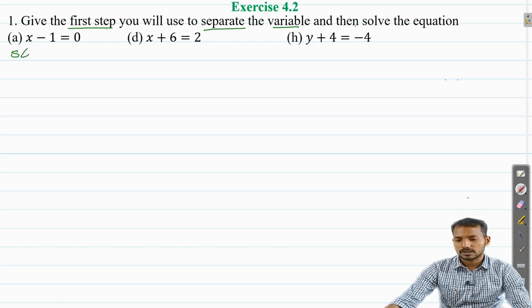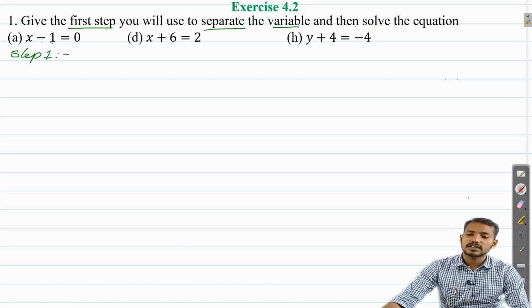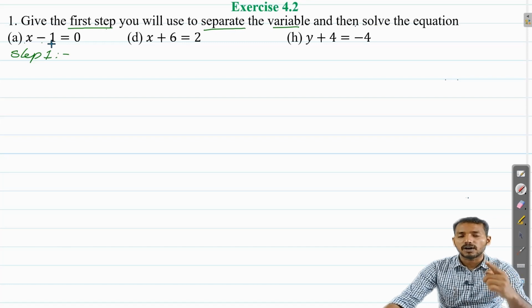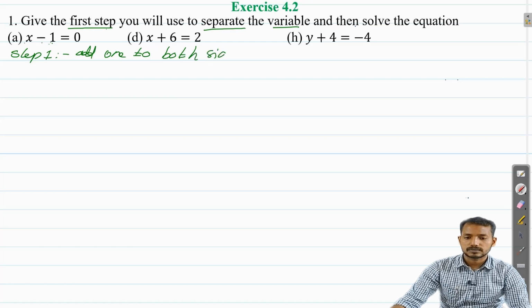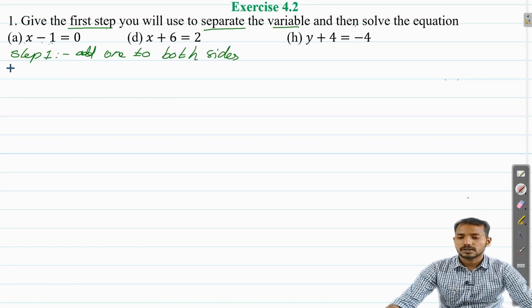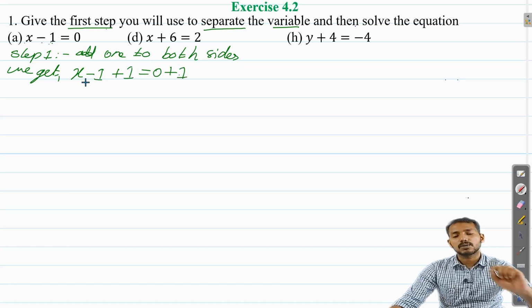So first step 1 we have to, here x minus 1, this 1 is subtracted from the variable, so to eliminate or to remove this 1, we need to add 1 to both sides. So add 1 to both sides. So what will we get here? We get x minus 1 plus 1. We are adding, which is equal to 0 plus 1. 1 should be added to both sides.